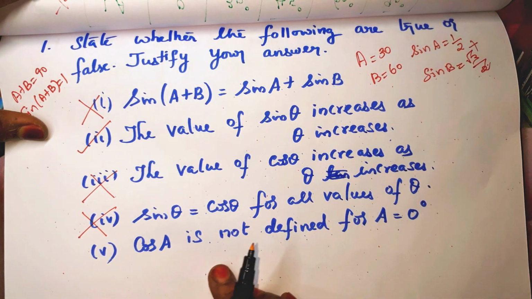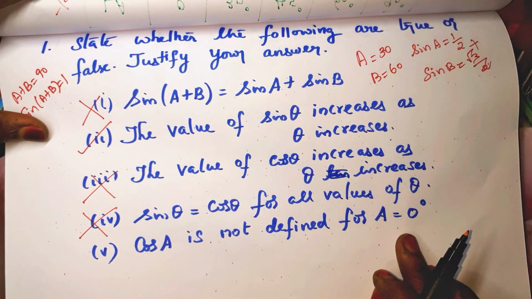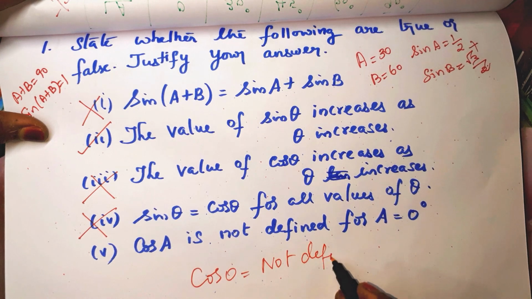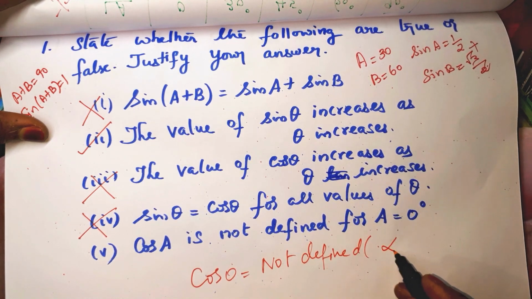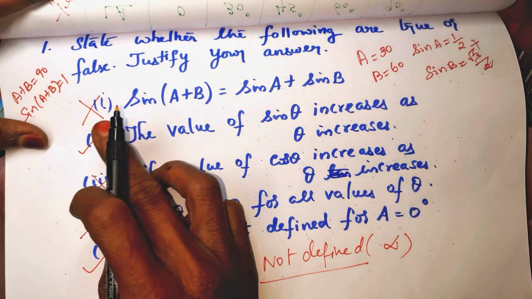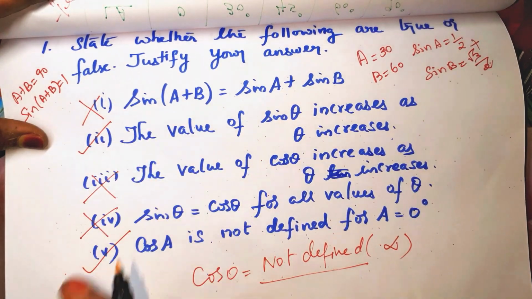Last one: cos A is not defined for A equal to 0. What is cos 0? It is not defined. Actually this is infinity, that is not defined. Okay, so this is true. So these two are true, other three are false.